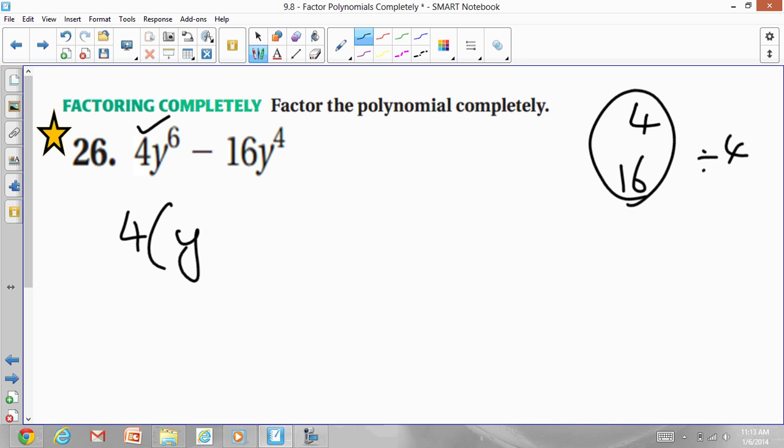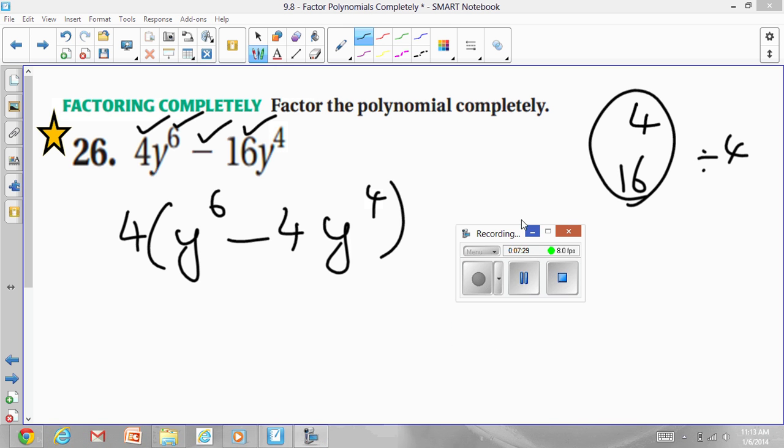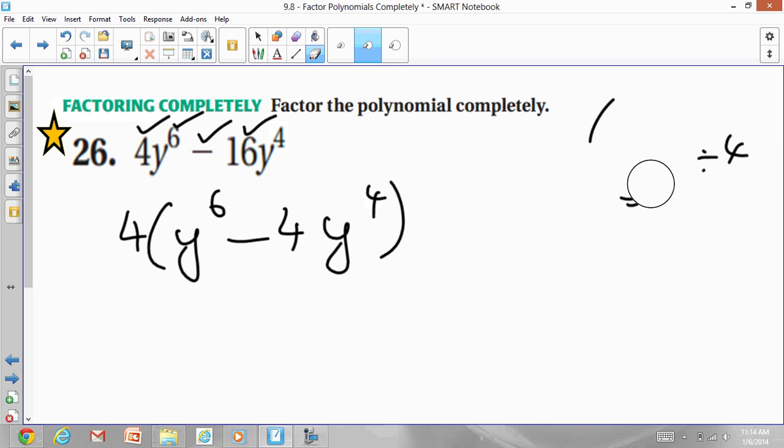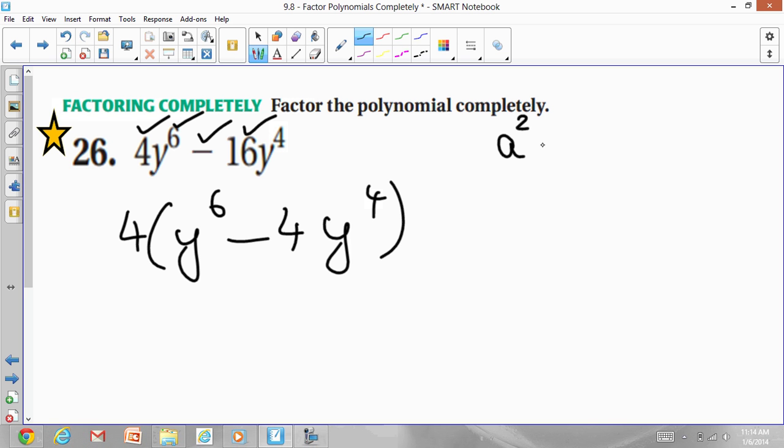And I have y to the power of 6 to deal with, which is done. Minus sign taken care of. 4 times 4 is going to give me my 16. And y to the power of 4 is going to be inside. And now if you remember the formula, the one formula that you have to remember, which will come all the way to your high school, will be a squared minus b squared equals a plus b, a minus b.